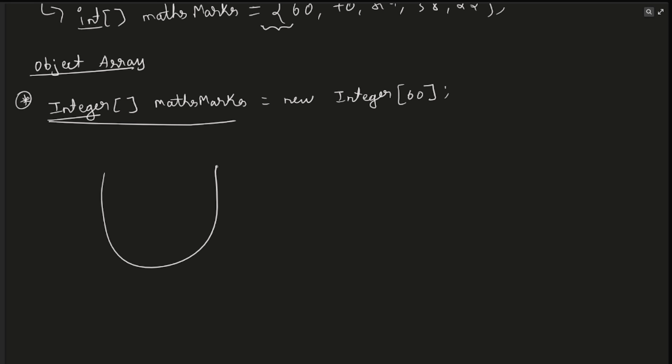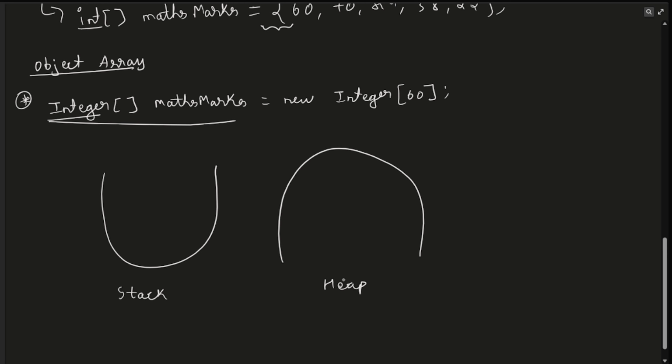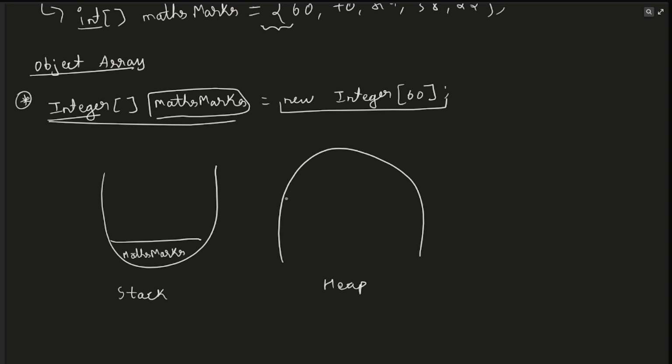Now let us see how stack and heap behave for this kind of object array. Here I'll have stack and heap. Maths marks reference variable goes into stack memory. That behavior is not changed. Maths marks. And an Integer object is created with 60 values in it.